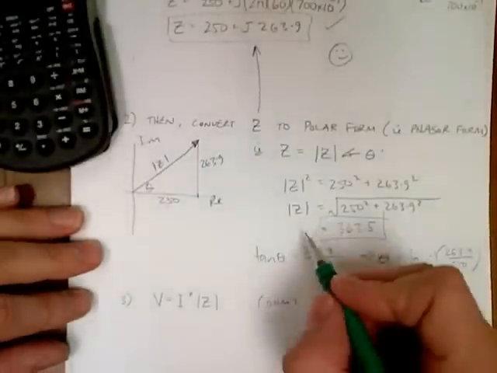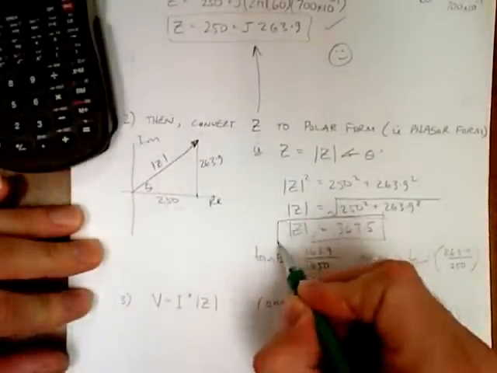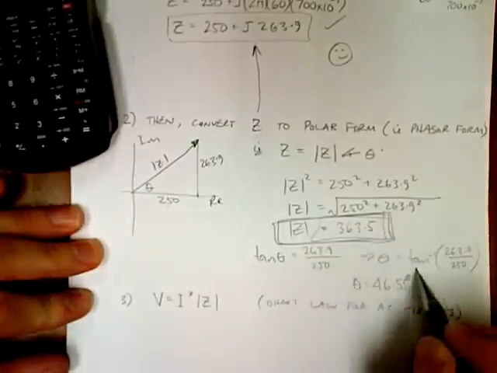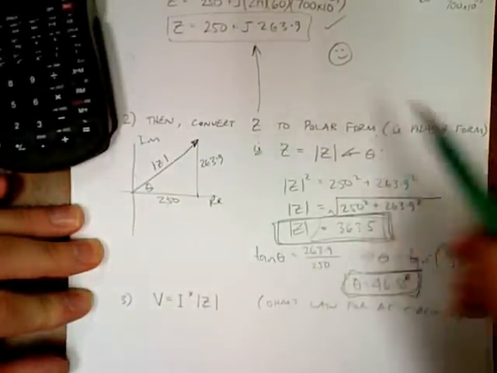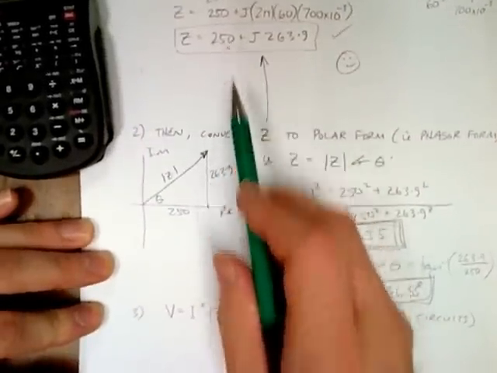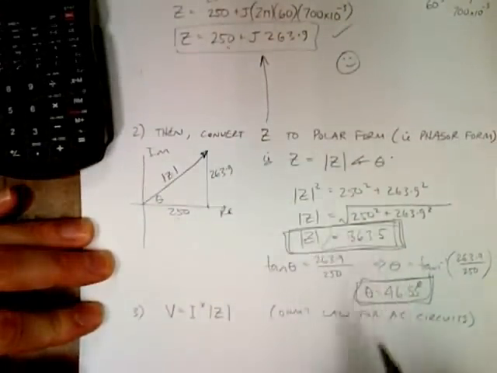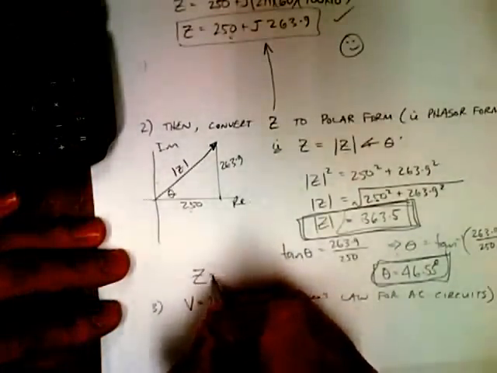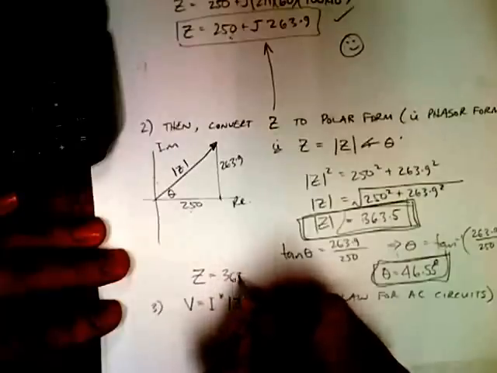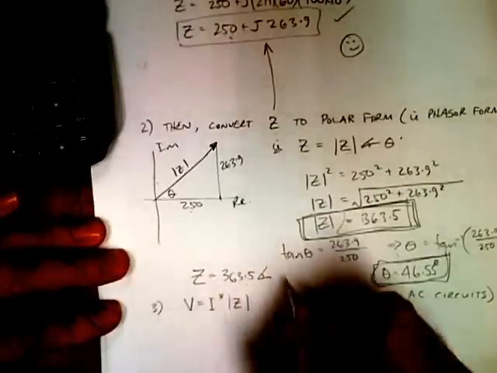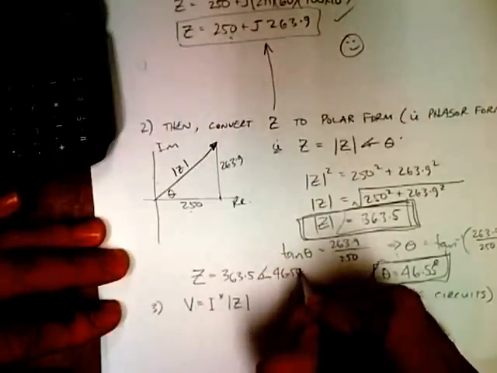The magnitude of the impedance is this, and the angle is this. So we converted the rectangular form up here to the polar form, or the phasor form. So you could say that Z is equal to 363.5 with an angle of 46.55 degrees.